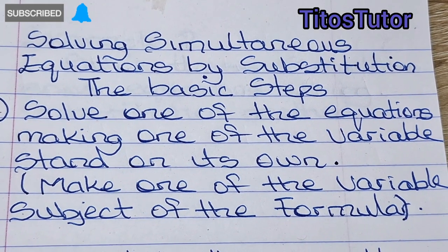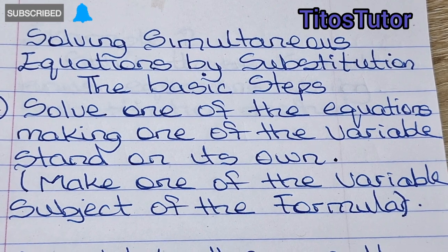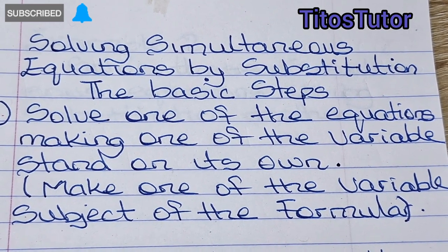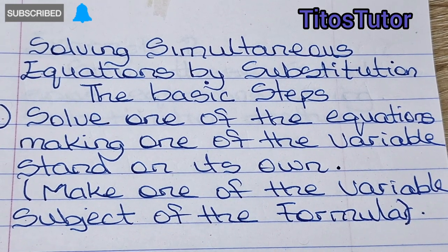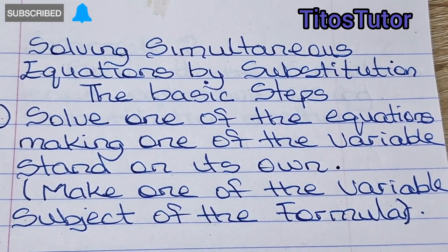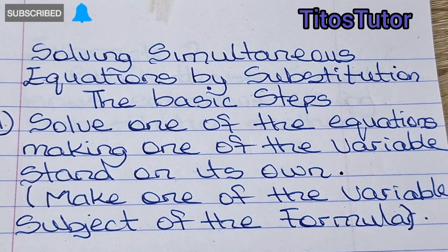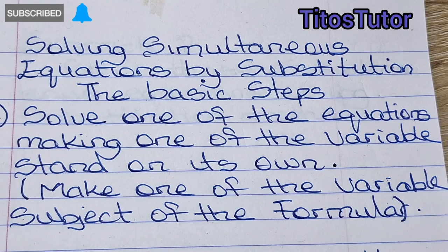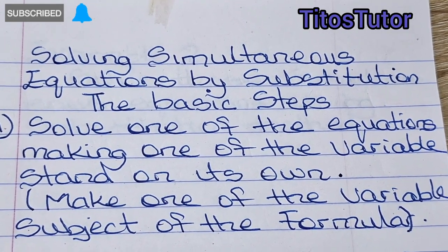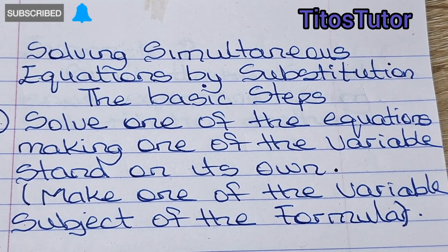Okay, so now I have broken down solving simultaneous equations by substitution into three simple steps, so you can understand how to solve simultaneous equations using the substitution method. The first thing you do is take one of the equations and choose the variable. In that equation, there are two variables, for example x and y. You decide which one you want to make the subject of the formula.